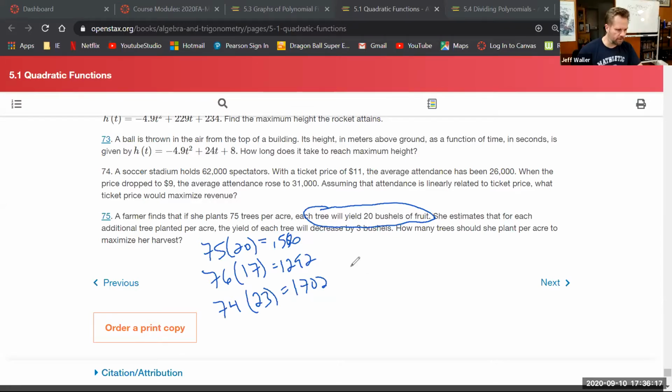So stay with me. Do you understand what I mean when I say this is a sweet spot problem? There should be some optimal number of trees per acre so that overall she'll get the most bushels of fruit, right? Okay. So if I start with 75 and I add, how many trees am I going to add? Do we know? To get the sweet spot.